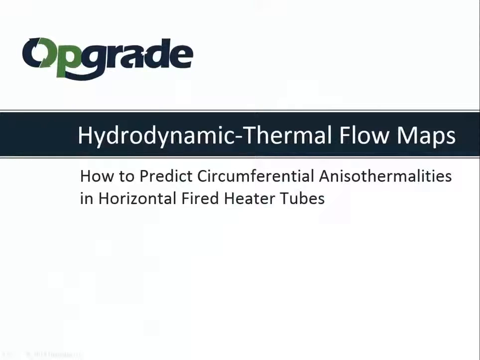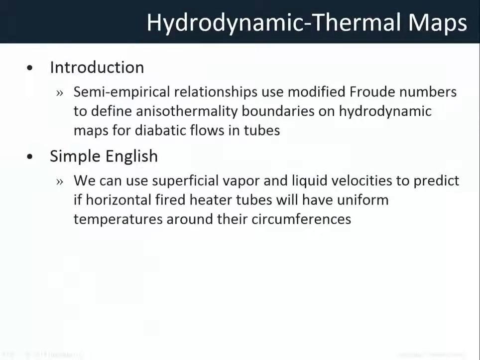This brings us to hydrodynamic thermal flow maps. This is a way to determine if there are what are called circumferential anisothermalities in horizontal fired heater tubes, or really any tube. It is a way to take a flow regime and put it against a hydrodynamic map and say, these areas we're worried about flow, these areas we are not.